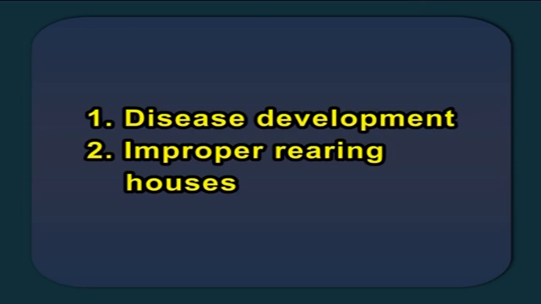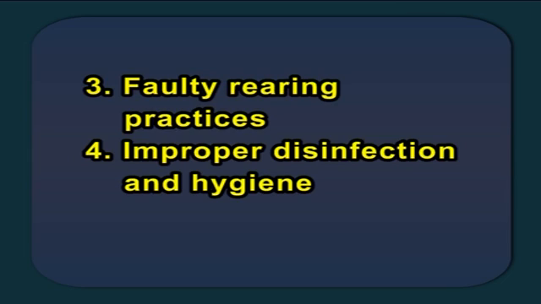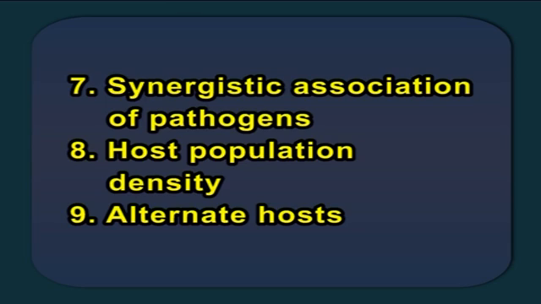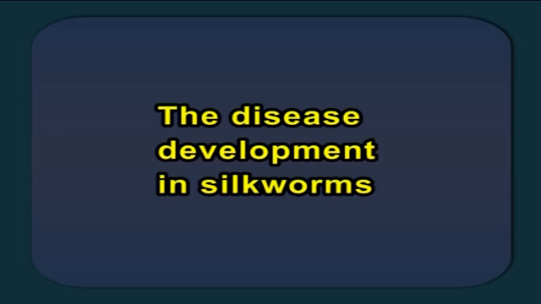Disease development, 2. Improper rearing houses, 3. Faulty rearing practices, 4. Improper disinfection and hygiene, 5. Nutrition and host susceptibility, 6. Environment and host susceptibility, 7. Synergistic association of pathogens, 8. Host population density and 9. Alternate host. First, let us study the disease development in silkworms.